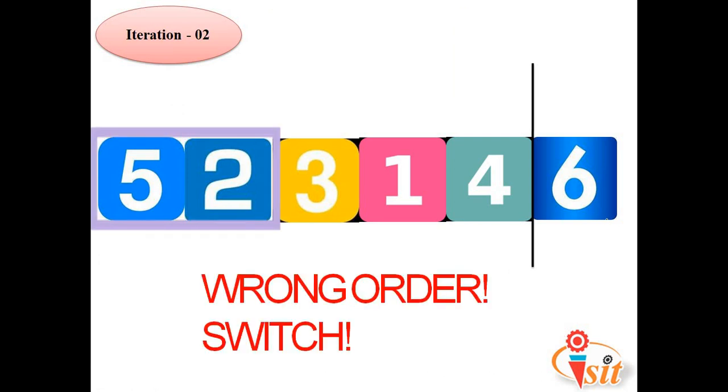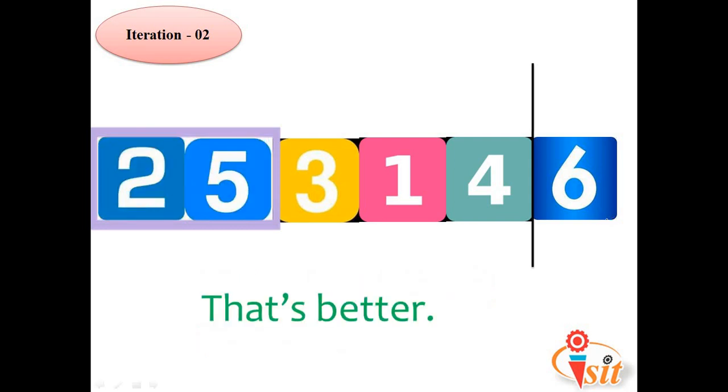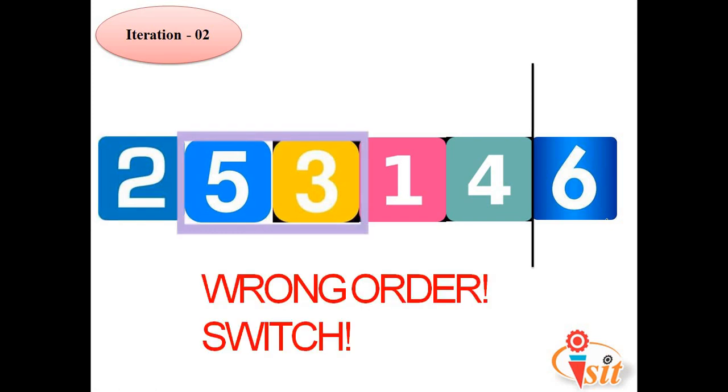So the first element we can consider as a 5 and second element we can consider as a 2. So 5 is going to be compared with the 2. Here the first element is greater than second element. In that case we need to do the swap. So 5 is going to be replaced with the 2 and 2 is going to be replaced with the 5.